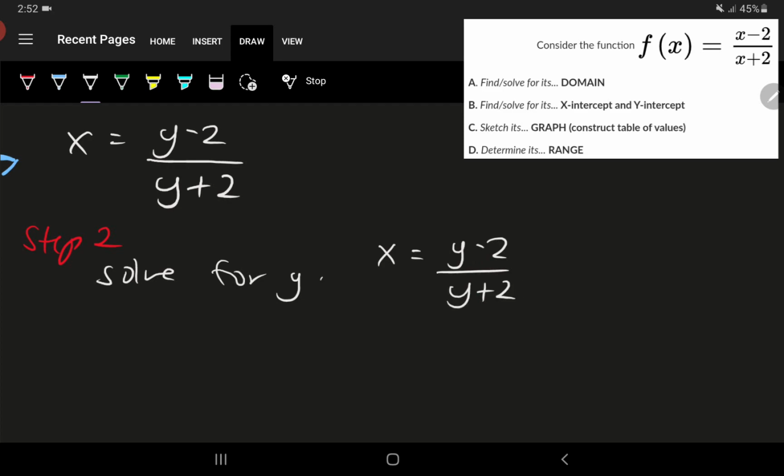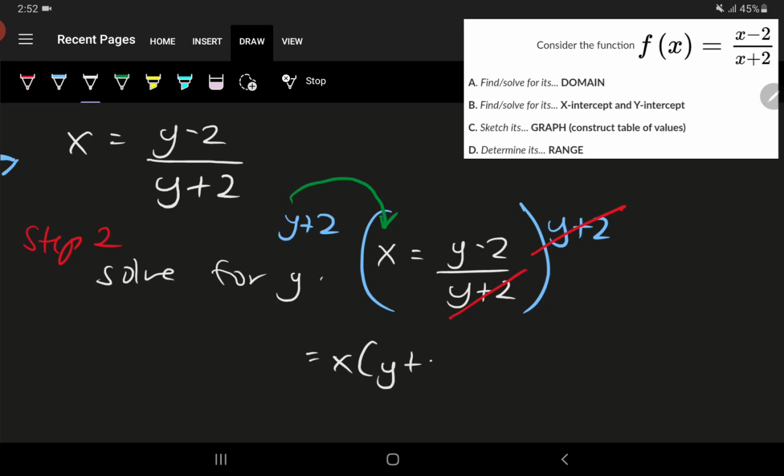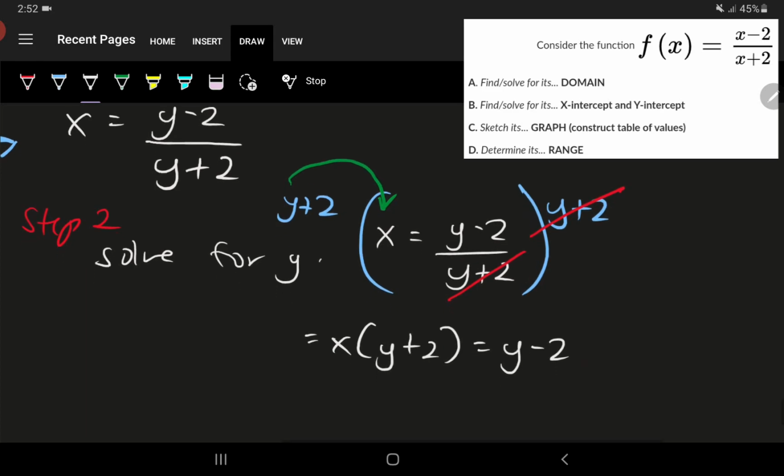I think we need to remove our denominator with the use of this LCD, which is y plus 2. So let's multiply both sides by y plus 2. Okay? And it will allow us to cancel this denominator. Let's multiply this y plus 2 to x. Therefore, it will give us x times y plus 2 is equals to y minus 2. Right? And let's proceed. So, just simplify.